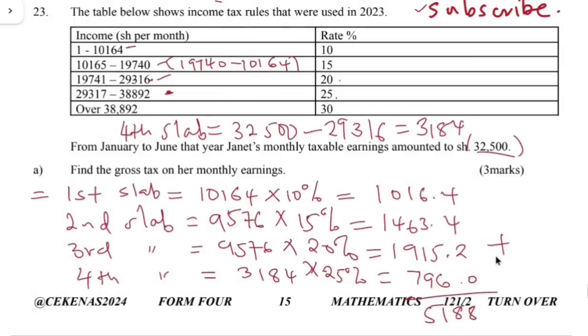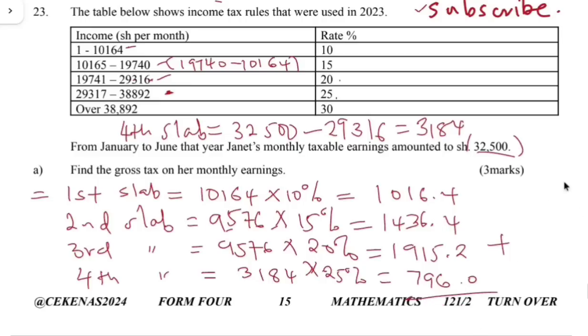So tayari ushajua 5188. If I'm not wrong, kuna pale labda nimekosea, but yeah, hapa let me confirm. If you take 9576 times 0.15, okay, it should give you 1436, not 1463. Okay, sorry for that. So 1436.4.